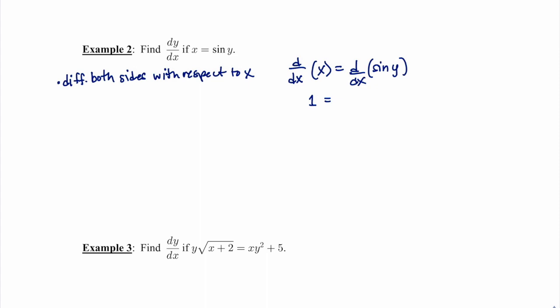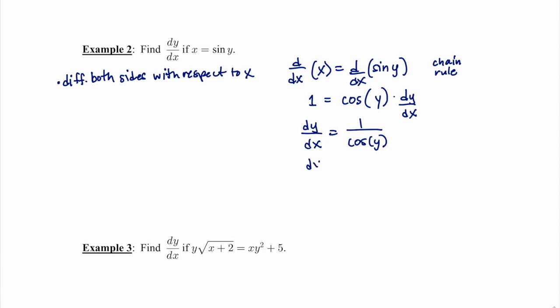Derivative of sine y, here's where I need the chain rule because y is the input instead of x. So I differentiate the outside function, which would be the derivative of sine, so cosine, and I leave the input the same. And then I multiply by the derivative of the inside, which I would write as dy/dx. And then I solve for dy/dx, and I have dy/dx would be 1 over cosine of y, which is the same as secant of y, so I could write it either way.